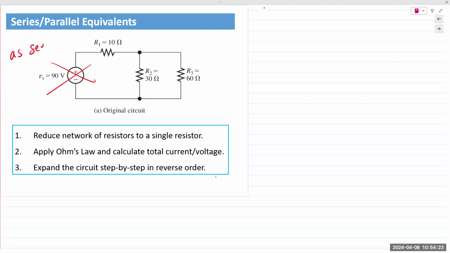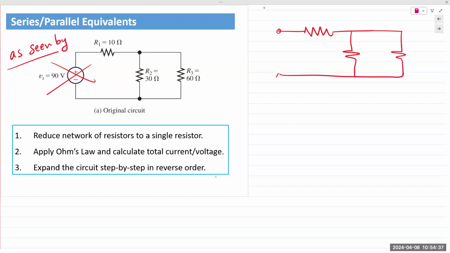So as seen by the source, Req would give me... what is Req here? We start at the farthest end. I have R3. R3 is in parallel with R2, which is then in series with R1.